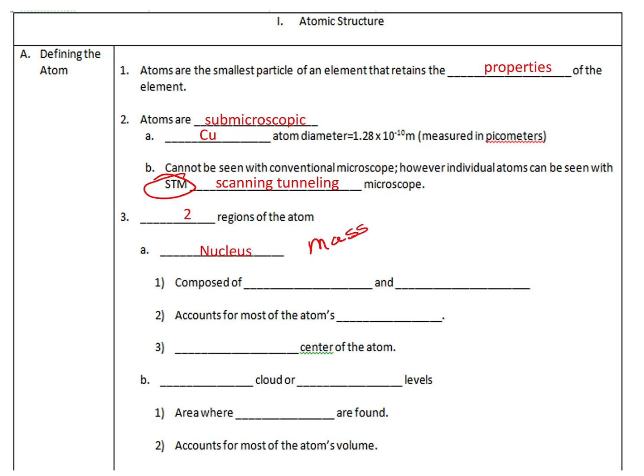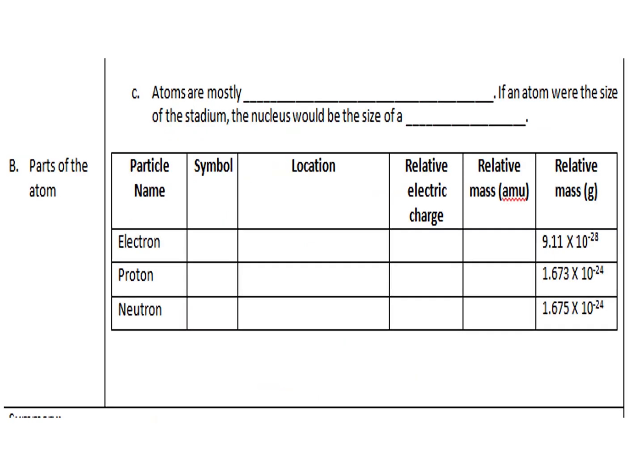The nucleus is the part that has mass, and so the nucleus is composed of protons and neutrons. And as I said, it accounts for most of the atom's mass. It's the dense center of the atom. Then we have an electron cloud, or we're going to describe it as an electron cloud. Energy levels, we'll talk a little bit more about those later in the semester. That's going to be where our electrons are located, and that's going to account for most of the atom's volume. Atoms are mostly empty space.